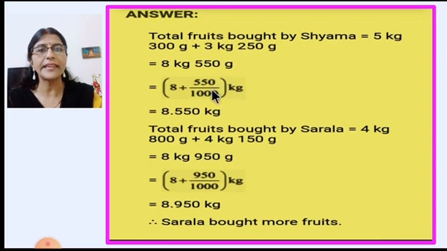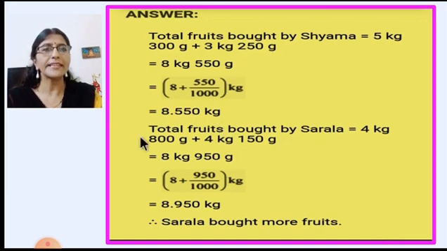So 550 will be divided by 1000 because you know 1000 gram is 1 kg. So we are converting gram to kg. So we have to divide. So 550 is divided by 1000. Now we will convert this into decimal. As there are 3 zeros, the point will be shifted 3 places to the left. So 1, 2, 3. So point will be here. 0.550. Now we are going to add this 8 with this. So you will get 8.550 kg.